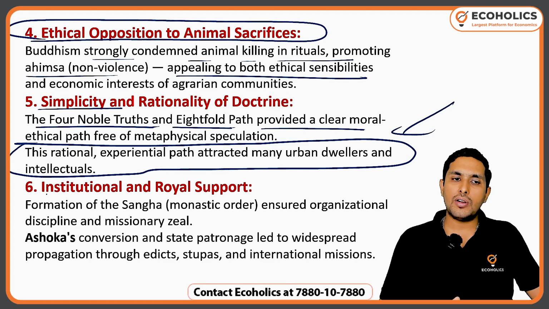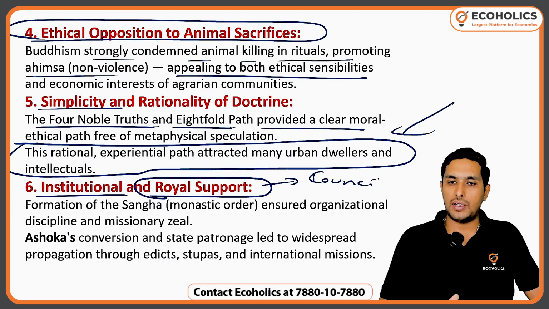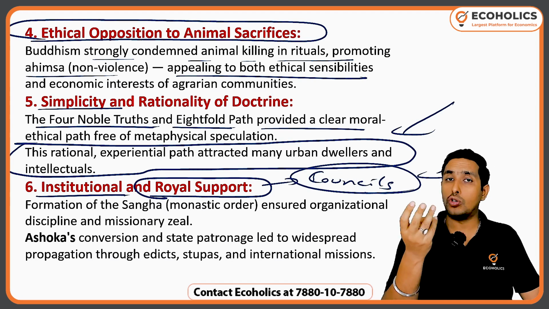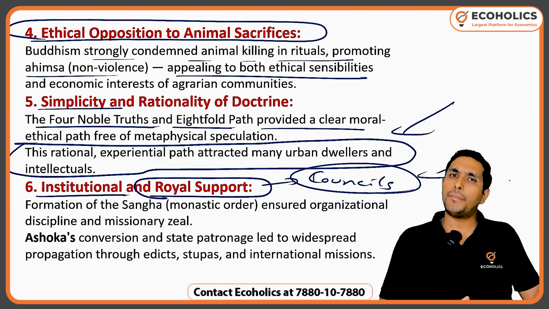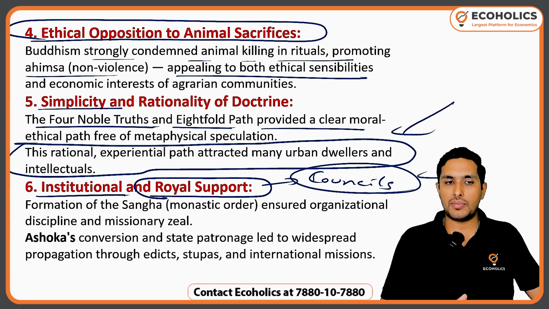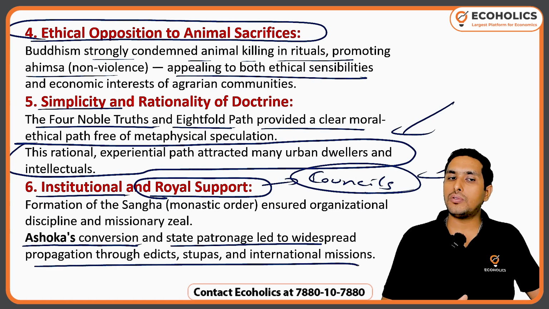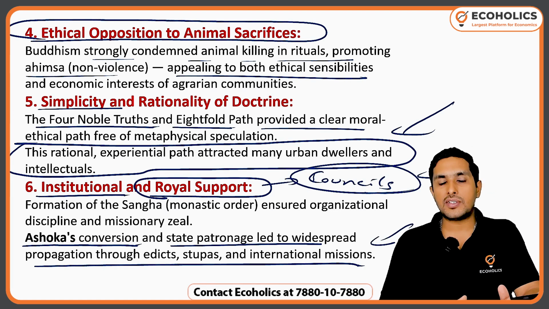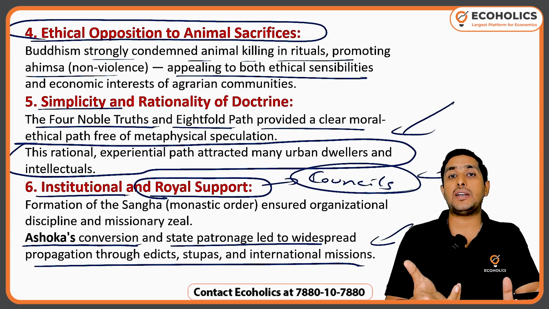And finally, it had a lot of institutional and royal support also. Why do I say royal support? We have seen various Buddhist councils, supported by Kalashoka, Ajatashatru, Ashoka and Kanishka, who were all kings. Various Buddhist councils were supported by different kings, and that was a great thing. Even Ashoka got converted. So state patronage was massive for Buddhism, and Ashoka also started a system in which he sent Dhamma Mahamatras outside India, and they spread the message as well.